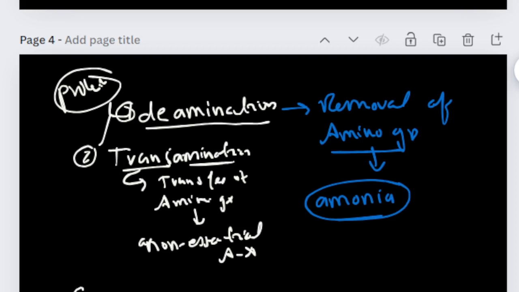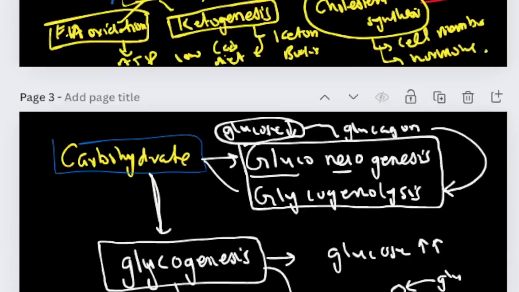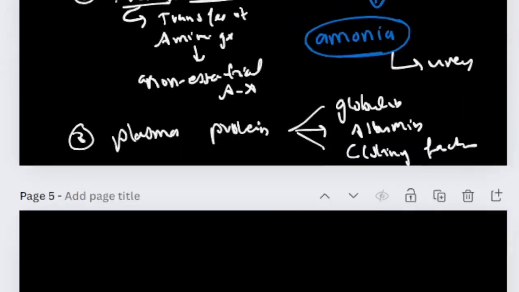The third thing is the ammonia converting into urea, and the synthesis of plasma protein. There is globulin, but the main one is albumin. Albumin is very important. Another is clotting factors. This is about protein.